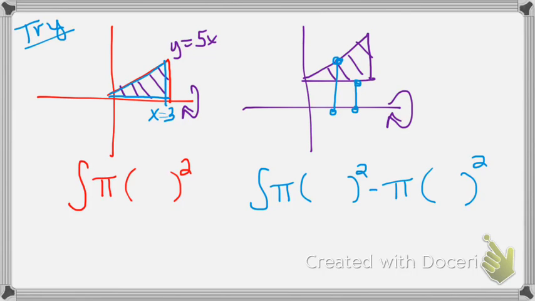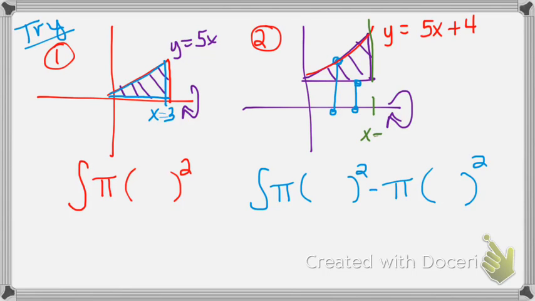Okay, this one over here on the right, we're going to let that line be y equals 5x plus 4. That's what that will be right there. And then this part right here, we'll let that be x equals 4. And then this part right here, we'll let that be y equals 2.